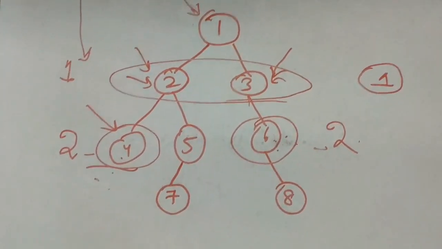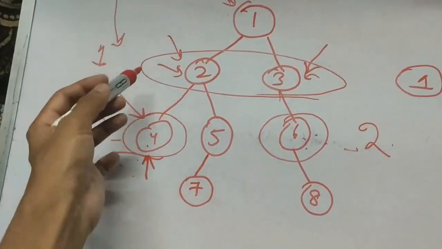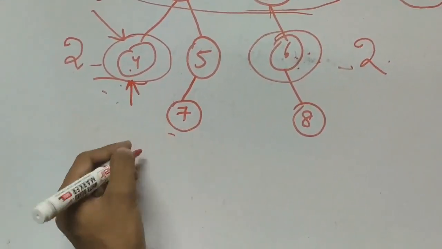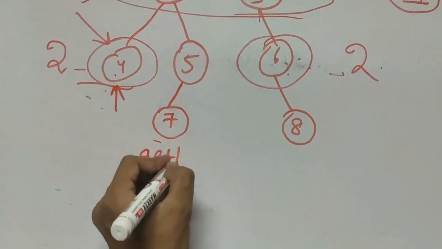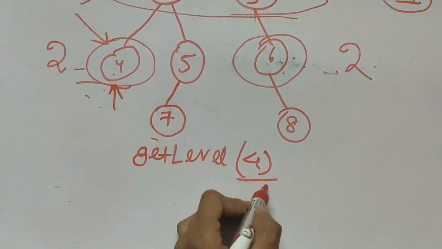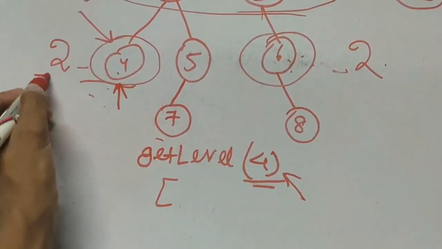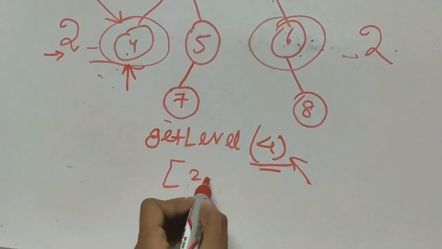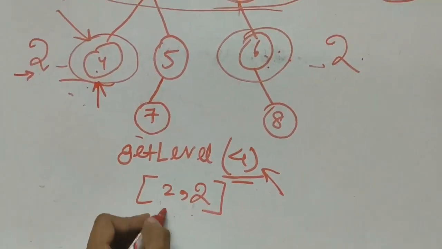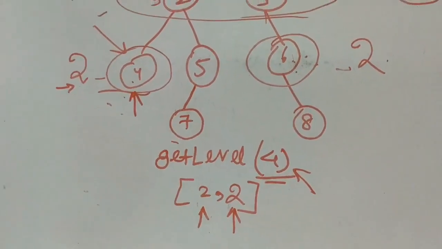So basically we are going to create a function which will return the depth of a particular node as well as the parent of that particular node. We will return an array. Suppose our function is like getLevel, and the value is 4. It should return its depth, which is 2, as well as its parent, which is also 2. So the 0th index of this array will represent the depth and the first index will represent the parent node.